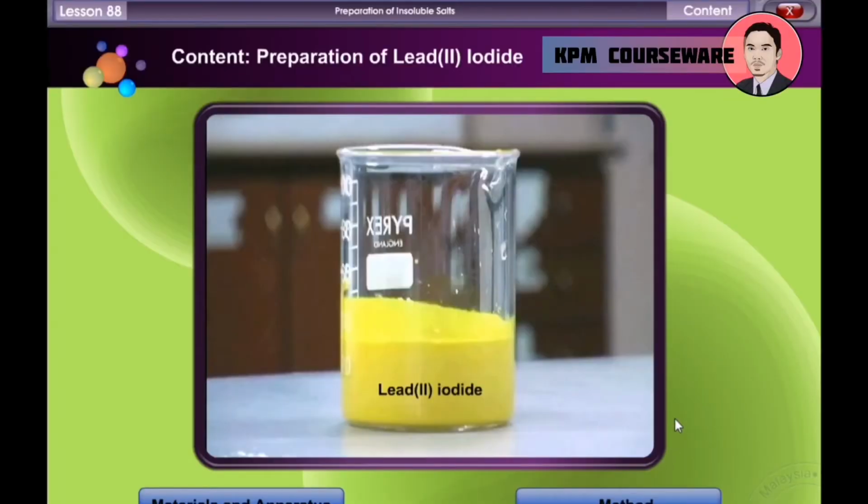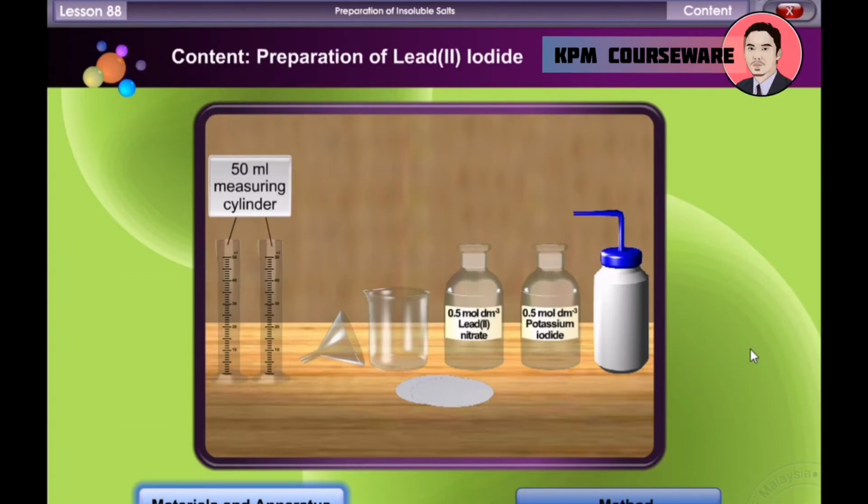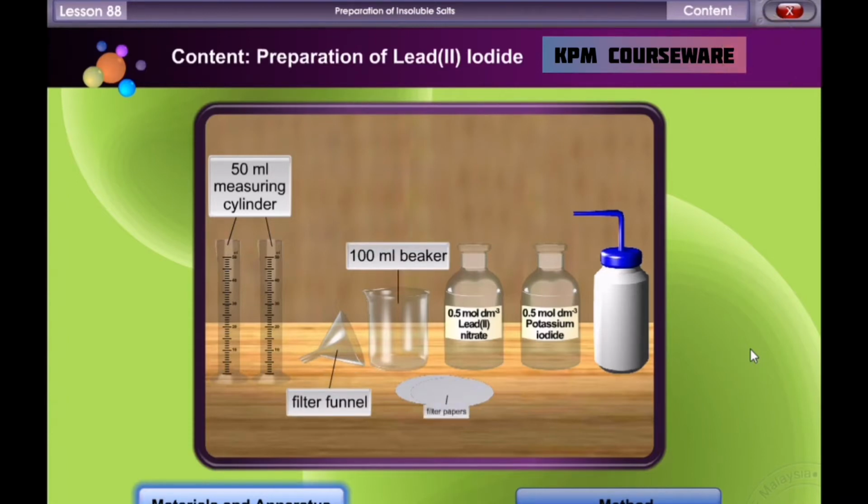Let us look at how an insoluble salt, for example, lead(II) iodide, is prepared. Can you name the materials and apparatus needed for the process? Click on the materials and apparatus. To prepare lead(II) iodide salt, we need 2 units of 50 ml measuring cylinders, a filter funnel, a 100 ml beaker, and filter papers.